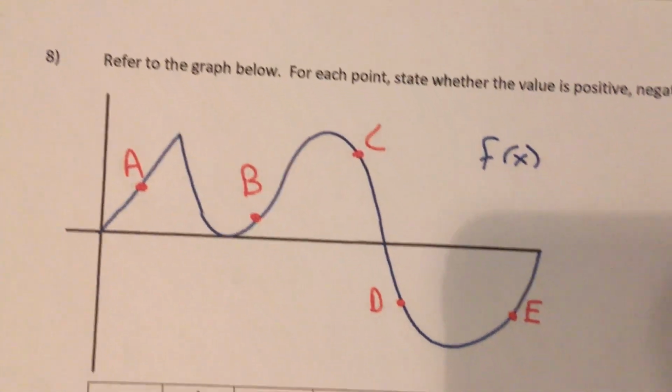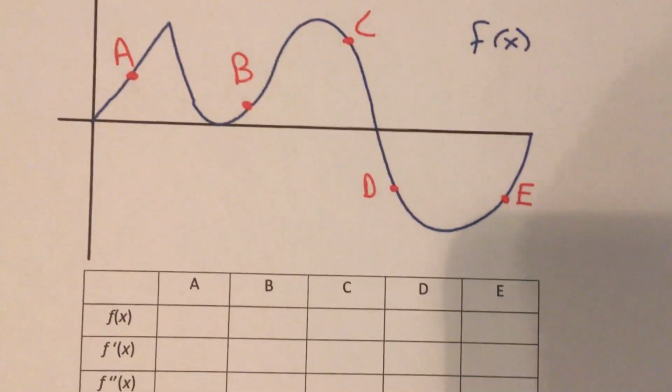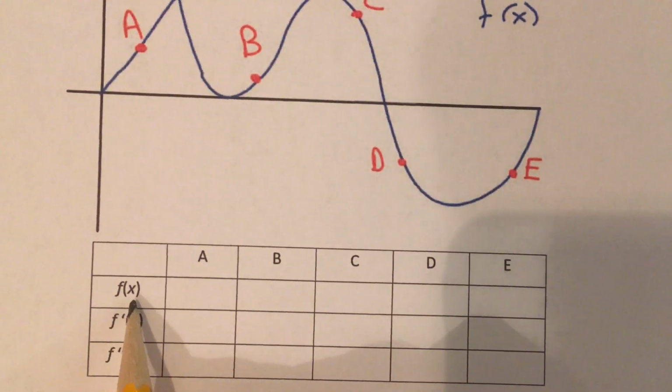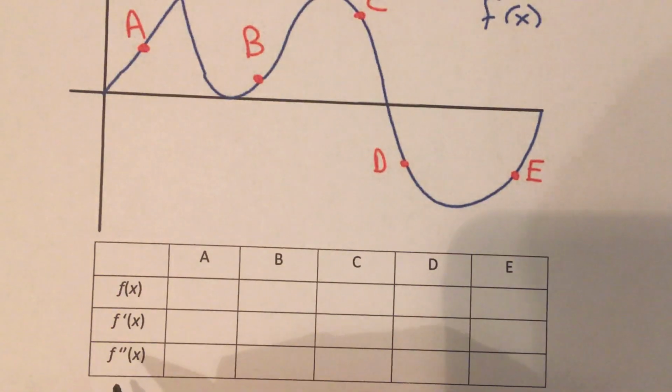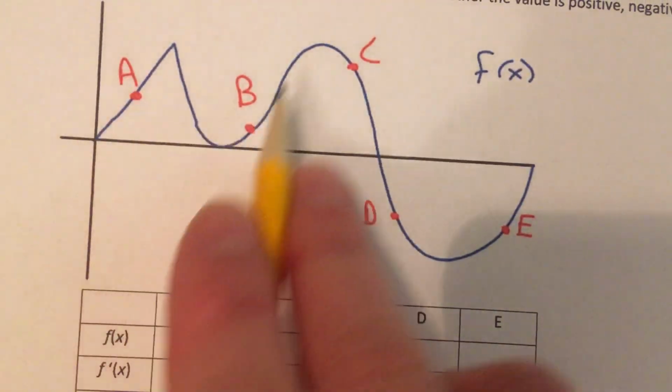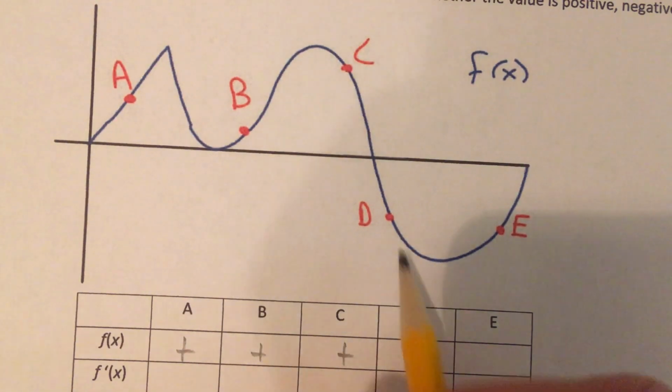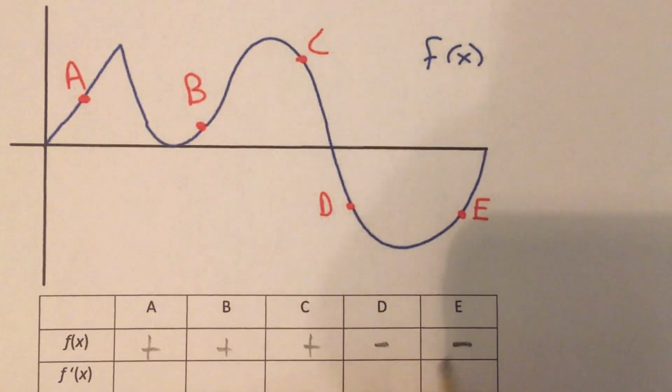All right, then our last one. We are given a graph here of f of x, and we're asked to fill in this table based on whether at these points we have a positive, negative, or 0. So for f of x, it's just a matter of are we above or below the x-axis. So a, b, and c are all above, so a, b, and c will all be positive. D and e are below, so they'll be negative.